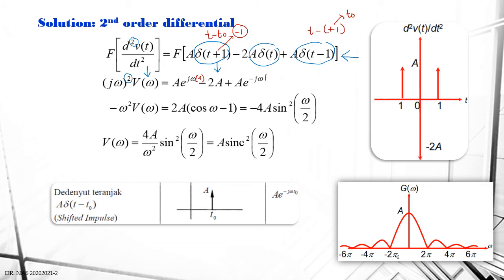Okay, so then solve for V omega. V omega equals 4a over omega squared times sine squared of omega over 2. In this case, some modification is made. If you use the trigonometric identity, you can use that to simplify the equation.